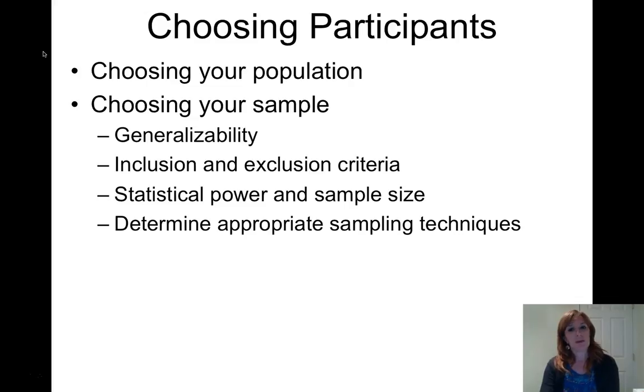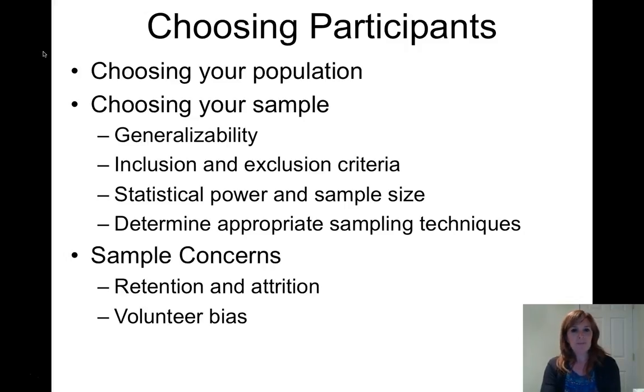Your book talks a bit about statistical power and sample size, and we'll touch on that just a tiny bit more later on in the semester, and thinking about how best to sample from that population. So what kind of sampling techniques are the most appropriate for your situation? Once you do have people in the sample, how do you keep them in the sample if it's a longitudinal study, when we're going to follow them over the course of time?